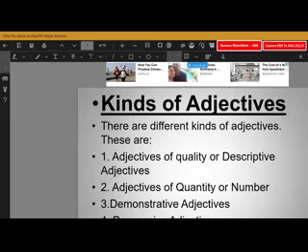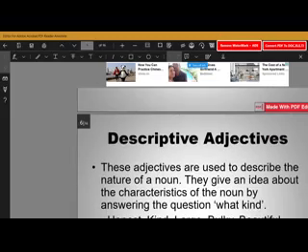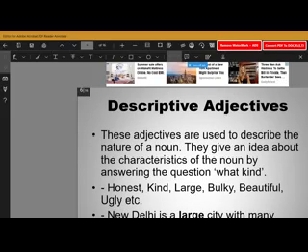Then come demonstrative adjectives, which means this is telling something about the noun. Possessive adjectives are also telling about the ownership of a particular noun or pronoun. Then comes interrogative, which means the kind of adjectives generally used to make questions. Let's read in detail about these different types of adjectives.